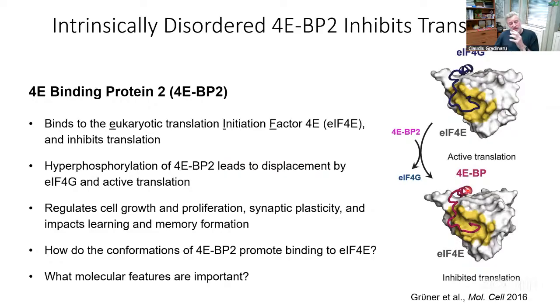And the way it's regulated, binding versus unbinding, is via phosphorylation. If it gets some phosphates on it, it detaches. It goes from a very tight binding to basically detaching and allowing 4G to bind and the translation to occur.